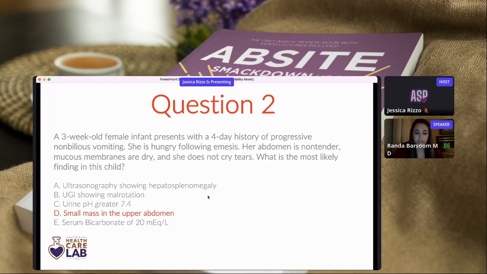Yeah, so remember this is the olive sign. So there's going to be a small mass in the upper abdomen. It's usually pyloric stenosis, and then remember this child usually will have electrolyte abnormalities that will require you to resuscitate first before going to the operating room. Next.